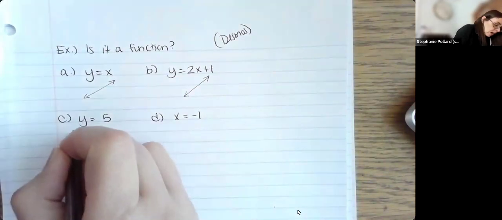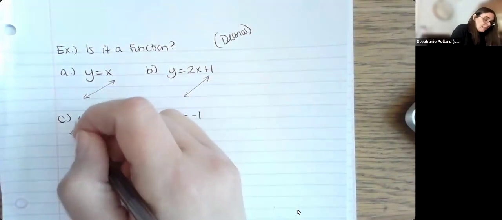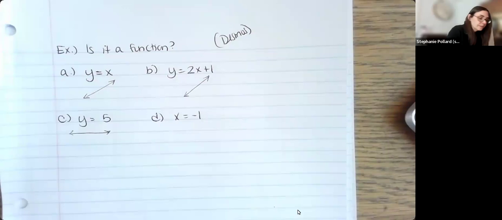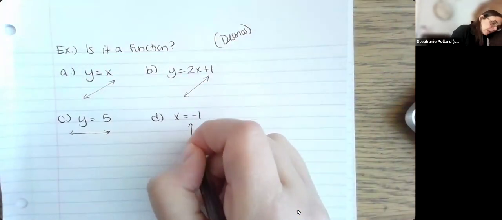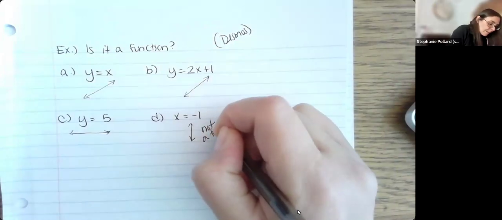This one here, you have a horizontal. I haven't seen one of these. We haven't done one yet, but if you do vertical lines through it, it always passes the vertical line test. This is the one you have to watch out for lines because you have a vertical line here. So this one is not going to be a function.